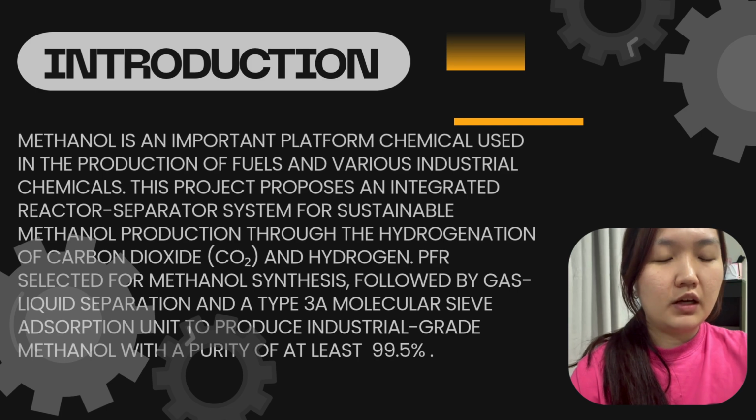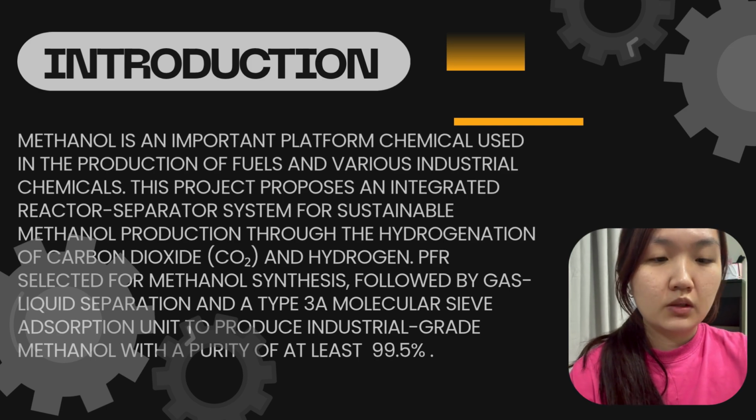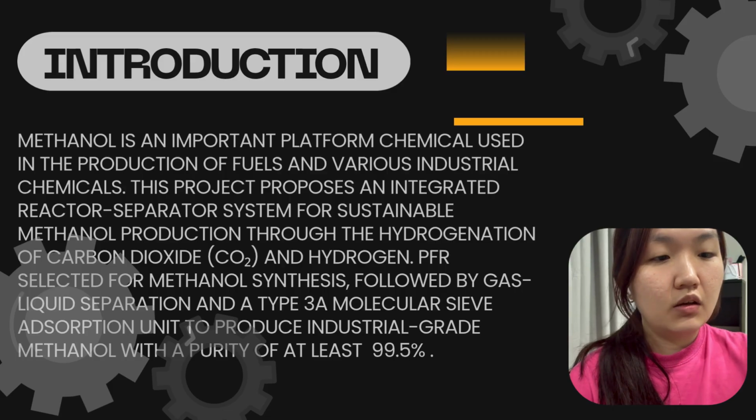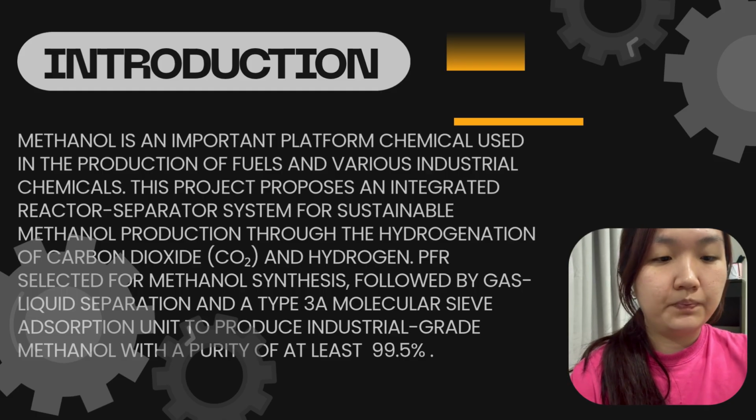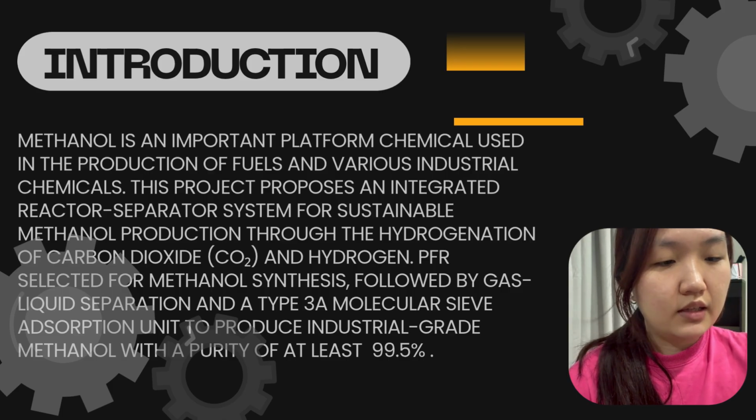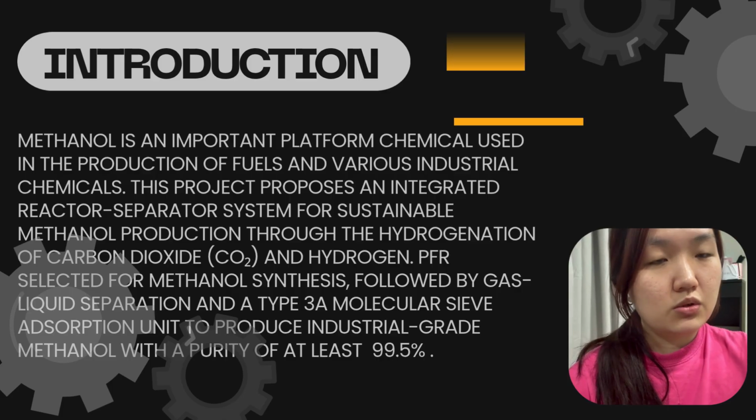Methanol is an important platform chemical that is widely used to produce formaldehyde, acetic acid, fuels, and many other industrial chemicals. As industries move towards greener technology, producing methanol through carbon dioxide or CO2 hydrogenation has become an attractive approach because it supports sustainable manufacturing while helping to reduce carbon emissions. Since industrial applications require methanol with a purity of at least 99.5%, an efficient purification process is also essential.